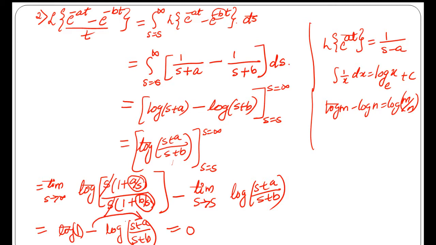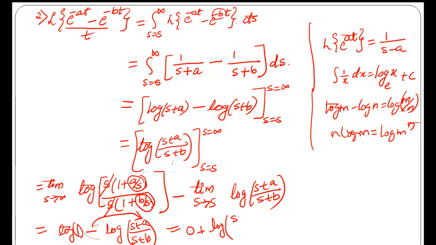We have the formula: n into log m is equal to log m power n. Suppose n is equal to minus 1. So log of (s plus a by s plus b) to the power minus 1. Okay, so I'll take the plus sign: log of (s plus a divided by s plus b) power minus 1.